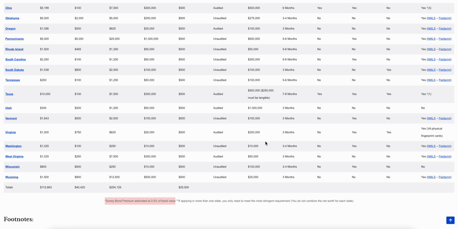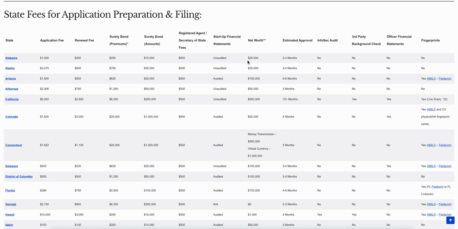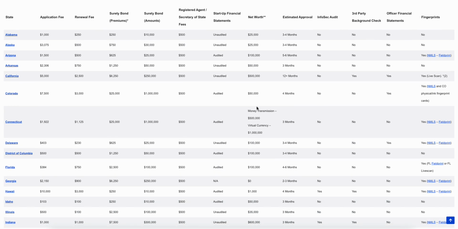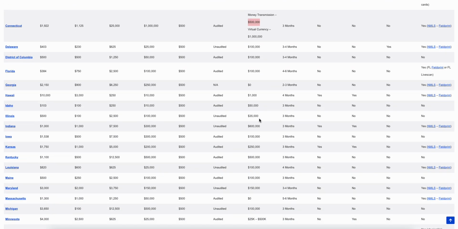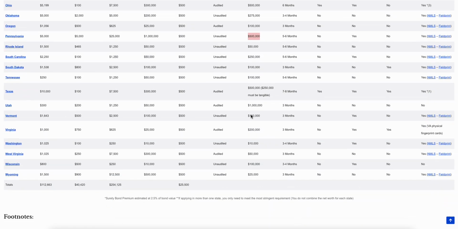So this is, for example, the net worth over here. If you need a net worth of 25,000, you don't have to have a net worth of 25,000 for Alabama and then for Alaska. You will find the most stringent one. For example, if you were applying for virtual currency or regular money transmission in Connecticut, you already are showing net worth of 500,000. If you were doing Indiana, it would be 600,000. If you were doing Pennsylvania, you'd be doing 500,000, etc. So you do not need to add it all up. You just need to find the most stringent one, and that is what would be applicable.